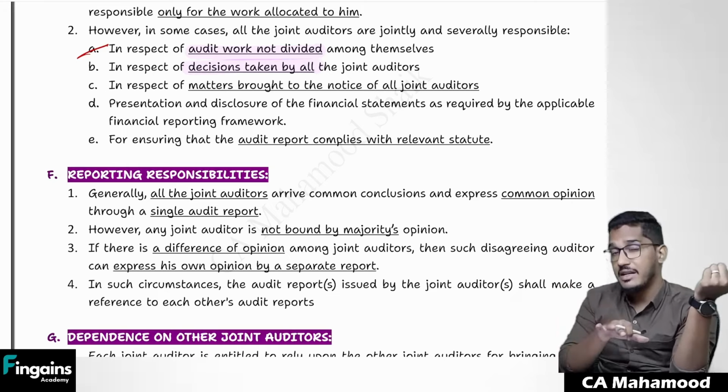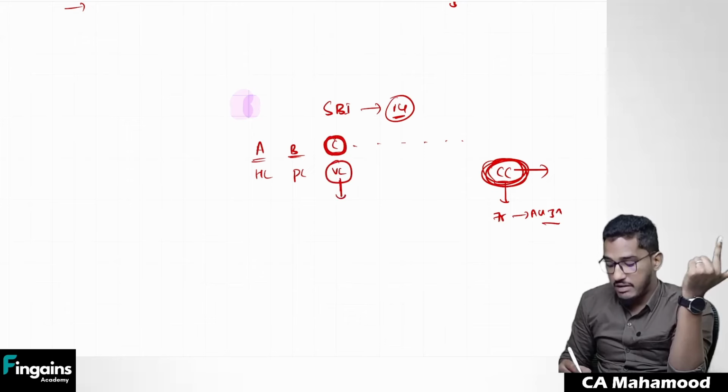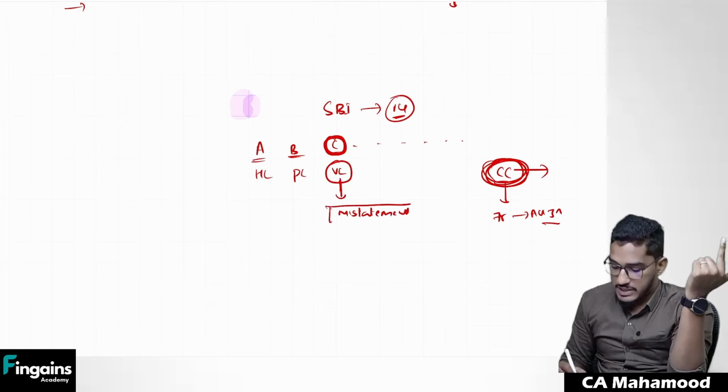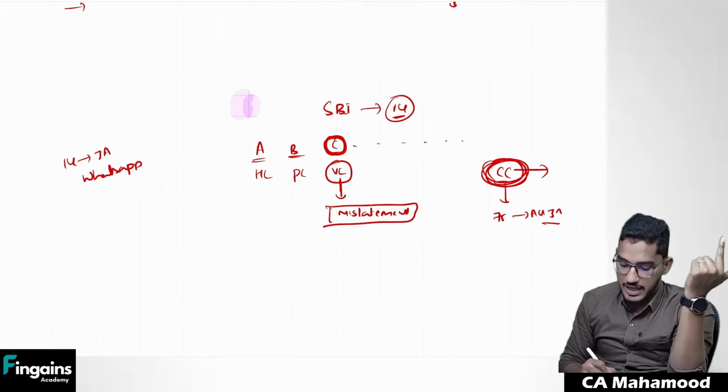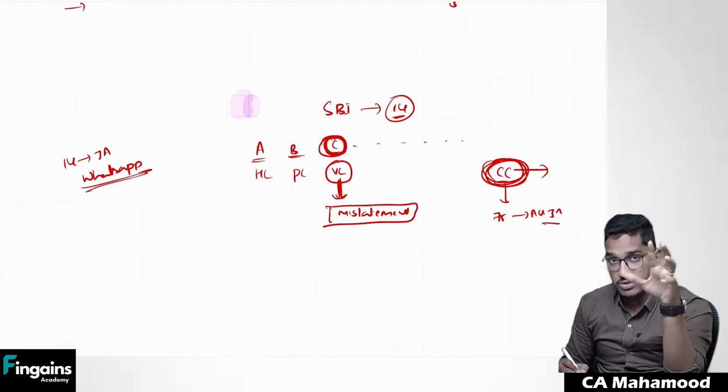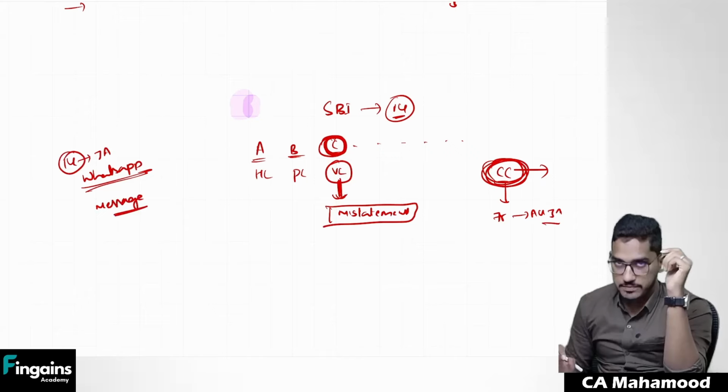Similarly, in respect of matters brought to the notice of all the joint auditors, I will tell you one interesting thing here. Take for example, one of the joint auditors, C, was verifying vehicle loans, and while verifying vehicle loans, he found some misstatement. He did not keep it to himself. All the 14 joint auditors have a WhatsApp group. In that WhatsApp group, whatever misstatement Mr. C found out in the work which was allocated to him, he posted that message in the WhatsApp group. All the 14 joint auditors have seen it.